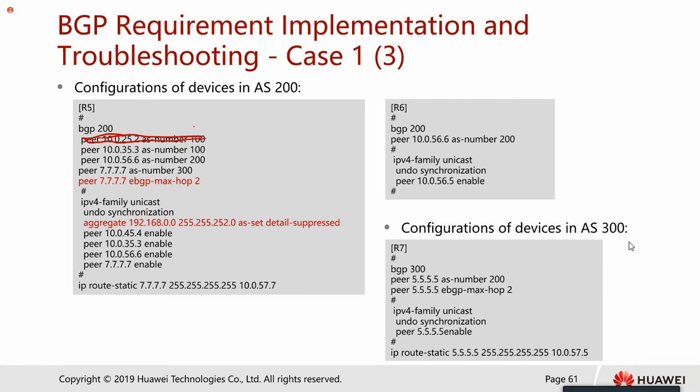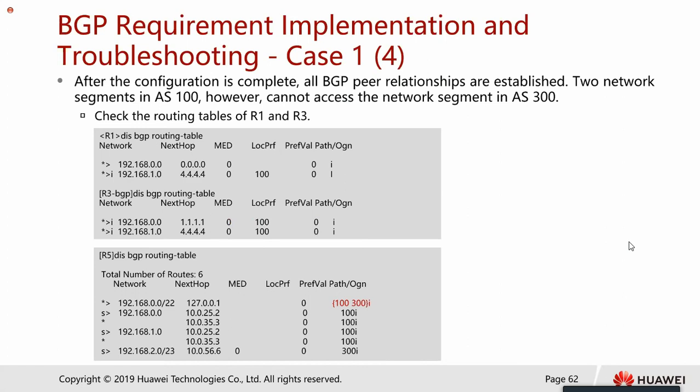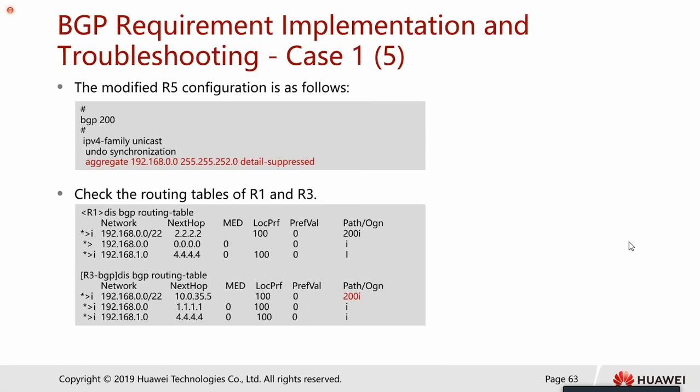And they must define the static route to make it work. After the configuration is complete, all BGP peer relationships are established. The two network segments in AS100, however, cannot access the network segment in AS300, because they have no route. Because you are putting the AS set, when the AS set is detected, it will not go back. So in this case, they're not able to perform. That is the reason. After you solve this by using detail suppress only, the peers should be able to ping between router 1 and router 7.